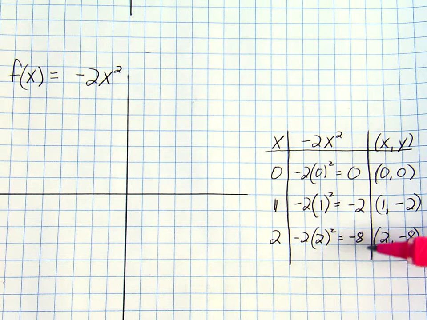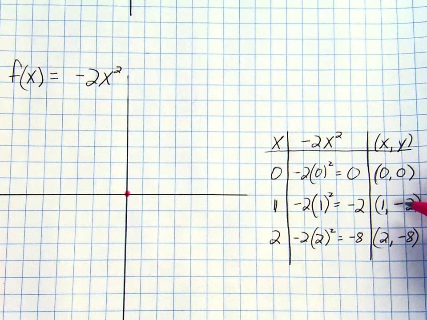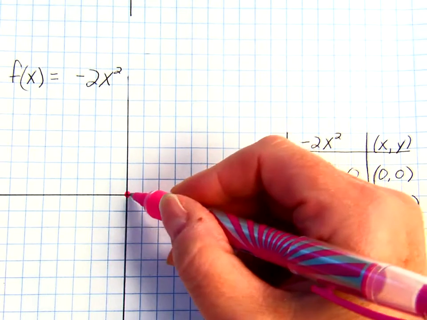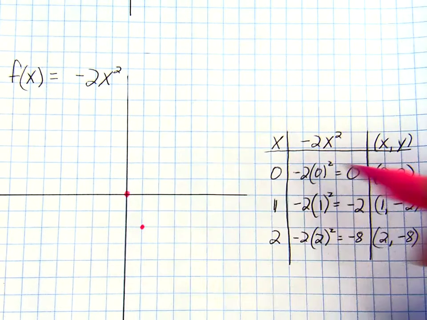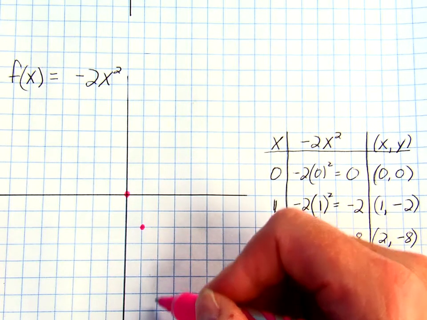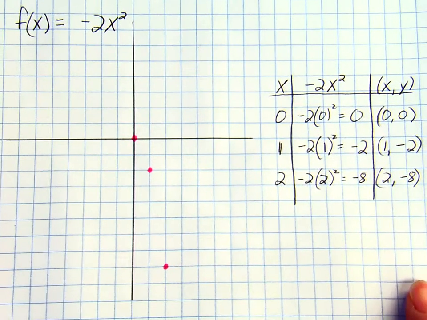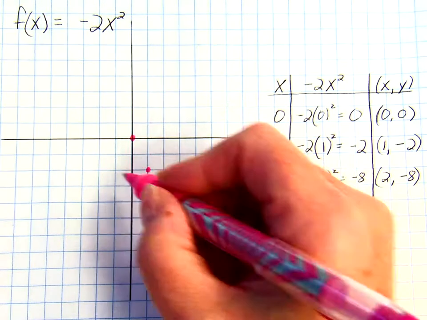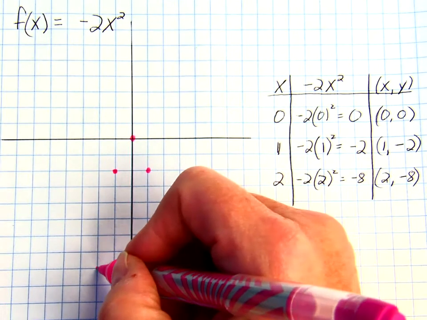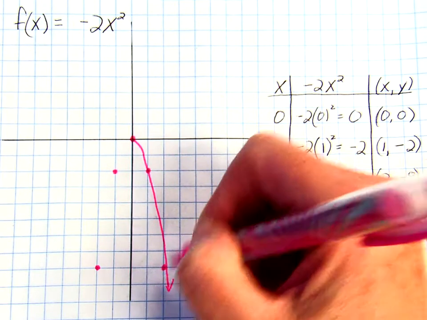I know that my vertex, and as we go further we'll understand that, is going to sit on the 0, 0. We're going to go ahead and place that point. I have 1, -2. Go to 1, -2, and 2, -8. That's 4, 6, and 8. Now because I know that my parabola is symmetrical, I'm just going to place my second points, and then I am going to build my parabola.